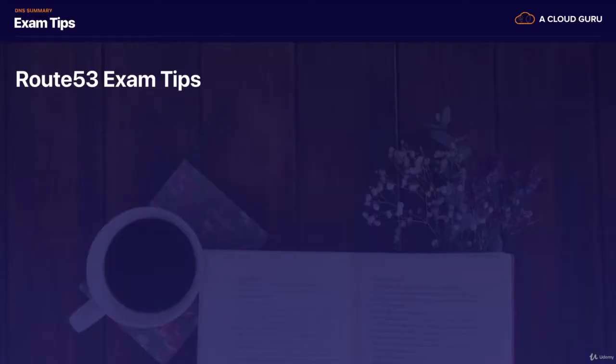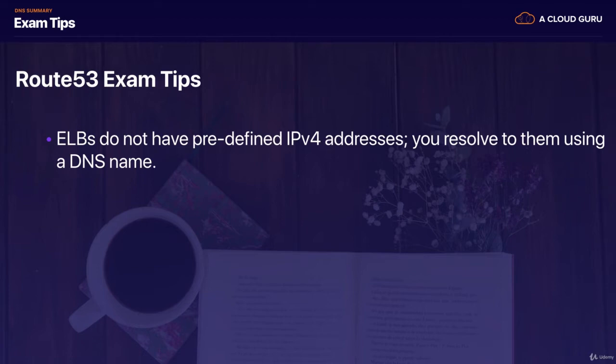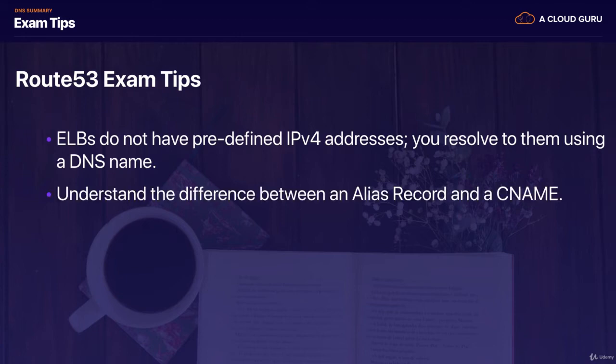So let's cover off what we've learned, my Route 53 exam tips. Always remember that elastic load balancers do not have predefined IPv4 addresses. You resolve to them using a DNS name. I appreciate we haven't covered off elastic load balancers much yet in the course. We will get to that when we move on to the highly available section of the course. And ELBs, ALBs, whatever you want to call them, are an extremely important topic for the Certified Solutions Architect Associate exam.